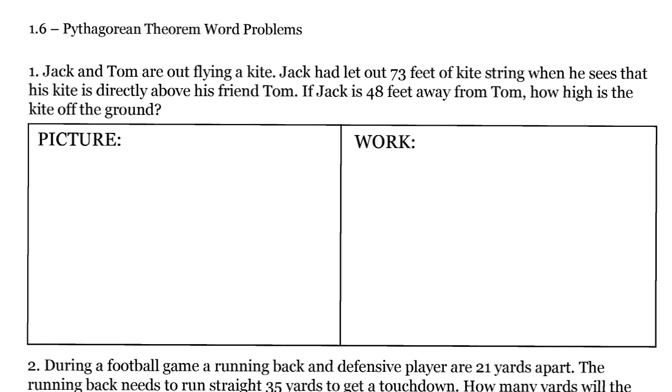All right, so we're going to do word problems now, everybody's favorite. So we're going to draw a picture as we're reading the problem. So Jack and Tom are out flying a kite. Jack had let out 73 feet of kite string when he sees that his kite is directly above his friend Tom. Okay, so Jack's over here. So this is Jack. This is Tom.